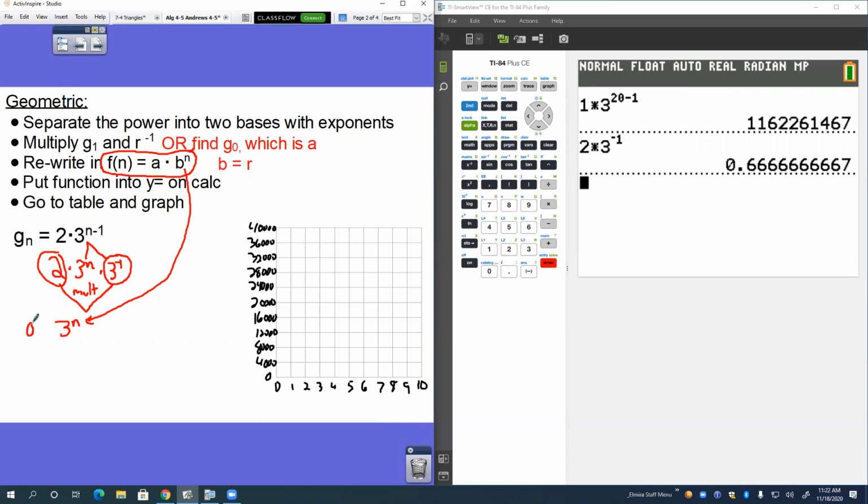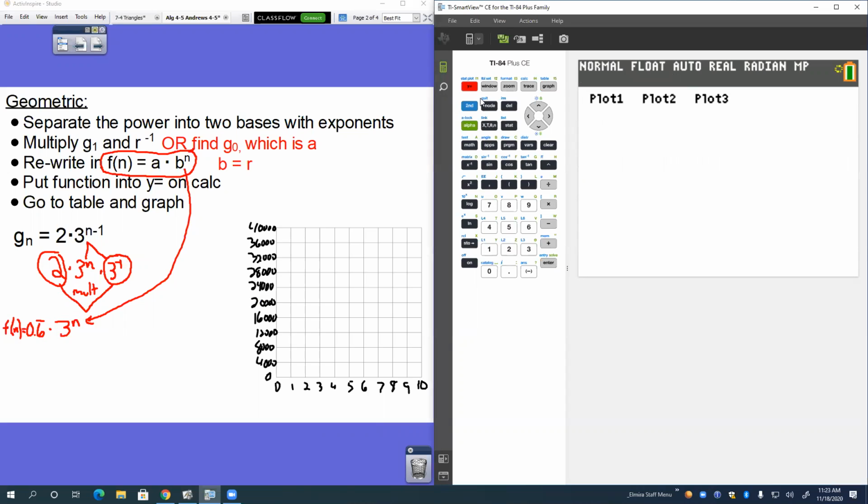So I have 0.6 repeating times 3 to the n. That is my correct notation for an f of n in the geometric sequence. So it's normally a times b to the n power. This is my a. I got that by doing the 2 times 3 to the -1 power. And then I just brought down my 3 to the n. So that's what we're actually going to graph.